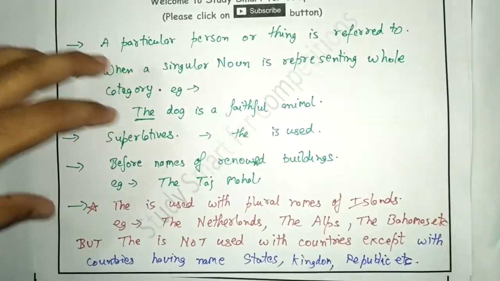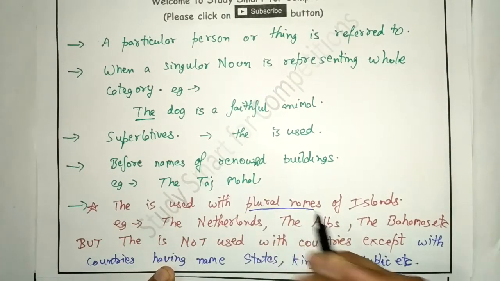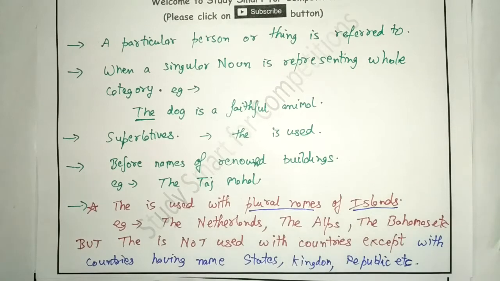Yeah, so the is used with plural names of islands. For example, the Netherlands, the Alps, the Bahamas, etc., where there is a group of islands. All right, but the is not used with the countries, except with the countries having names like states, like USA, the US, the UK, the USSR, the Republic of Ireland, the Dominican Republic, etc. All right, so moving on to the next.